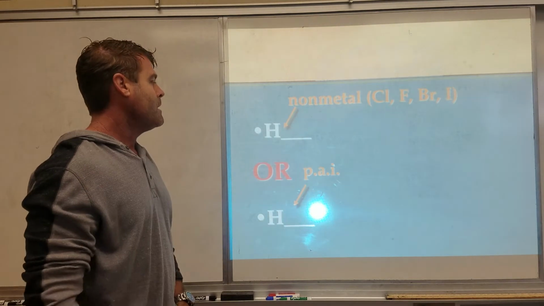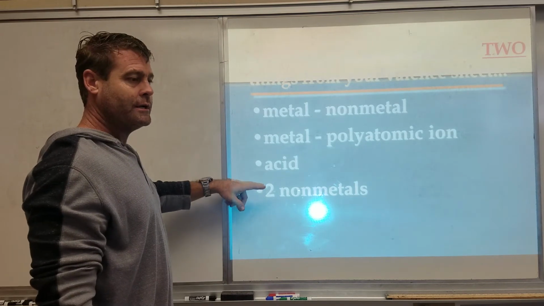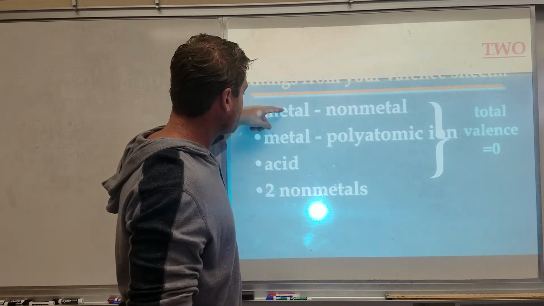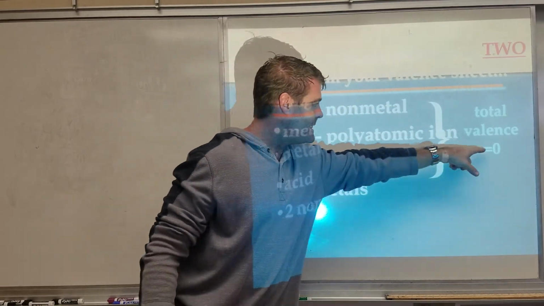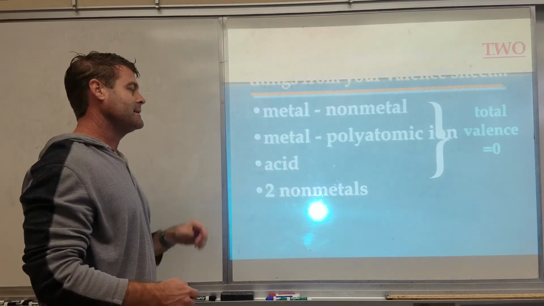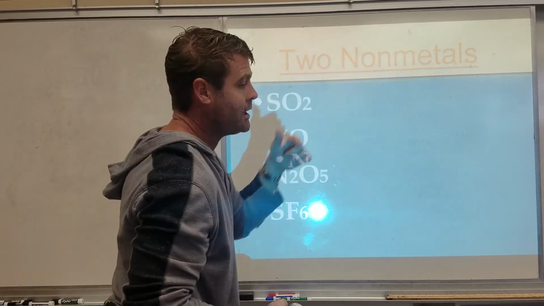All right. So you guys see now we're at the last category, two nonmetals. Now you guys will notice this, for the first three, the total valence has to equal 0. Now there's a reason why that rule does not apply to the last category. Okay, so look, these are just the examples. So this is a two nonmetals.